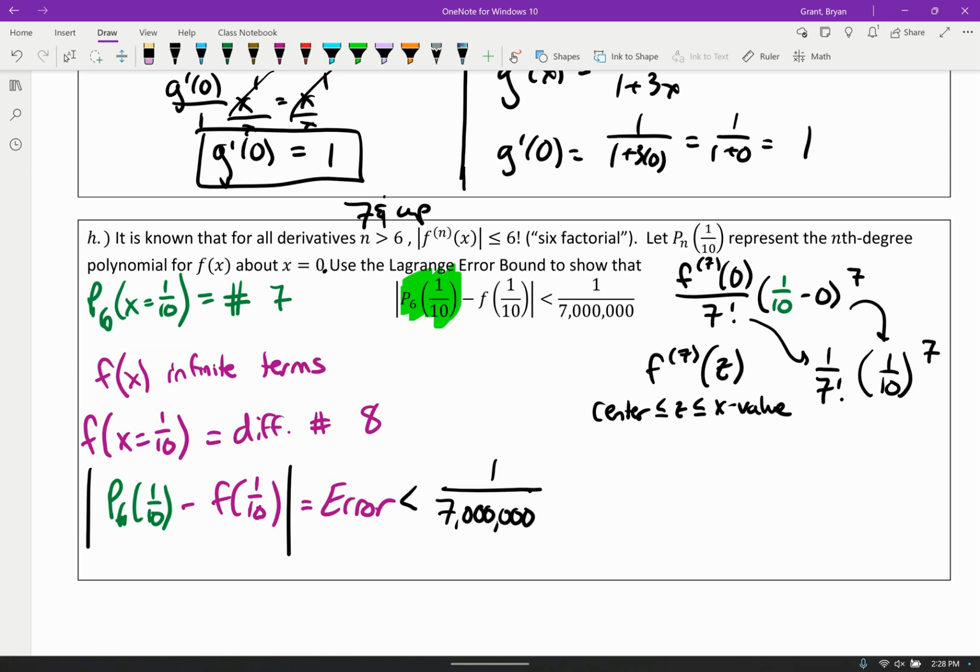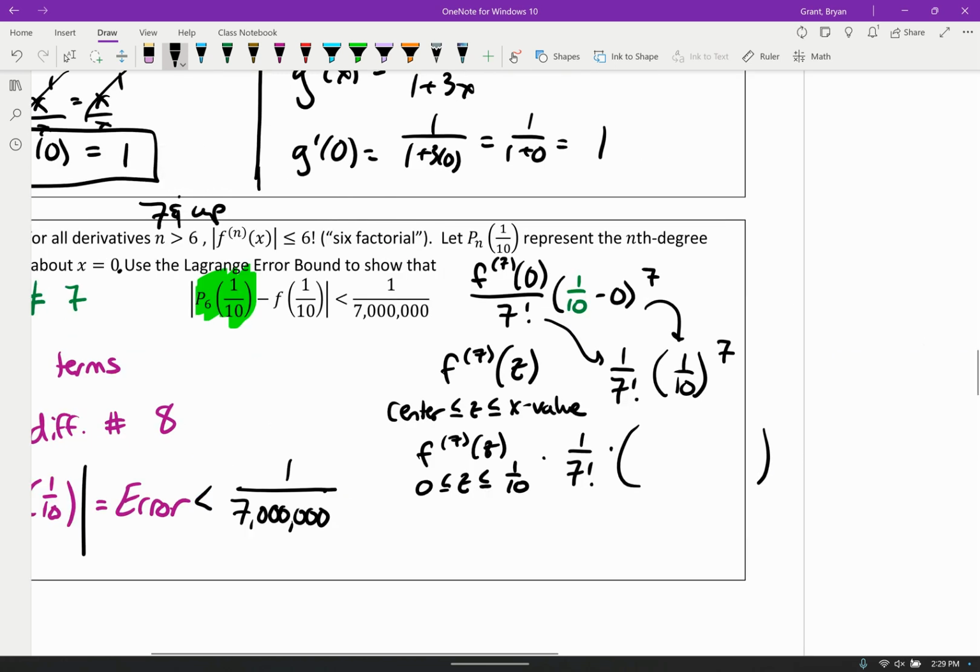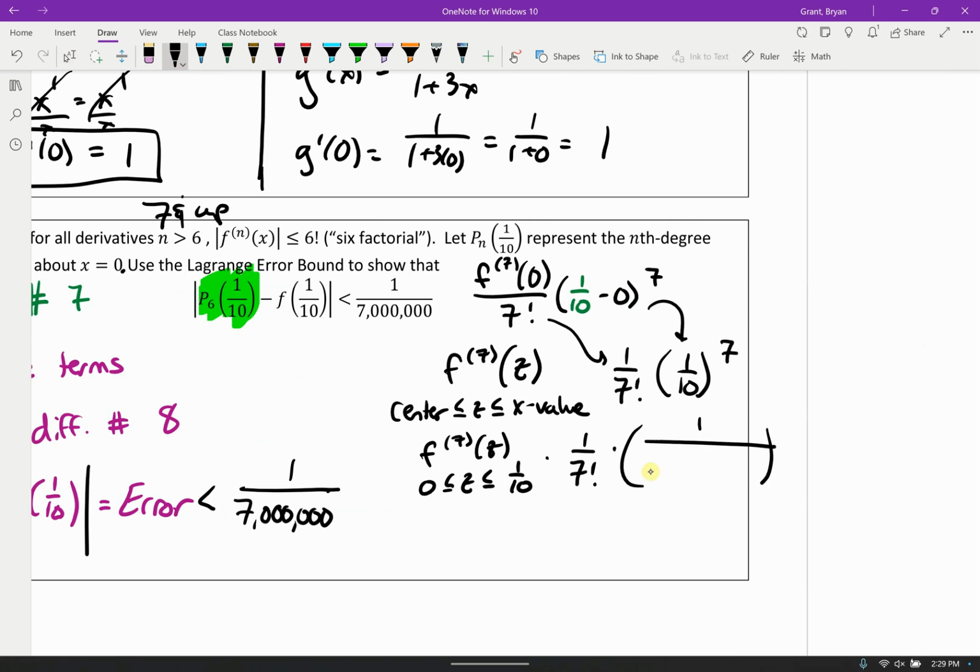So what you'll see often is something like f7 of z, where the center is 0, less than or equal to z, and then the x value we used is 1/10. And then this is 1 over 7 factorial, and 1/10 to the 7th, which if we wanted to write that out, it'd be 1 over, and then 10 to the first is 10, to the second adds another 0, third, fourth, fifth, sixth, 7th. That's 1 over 10 million.